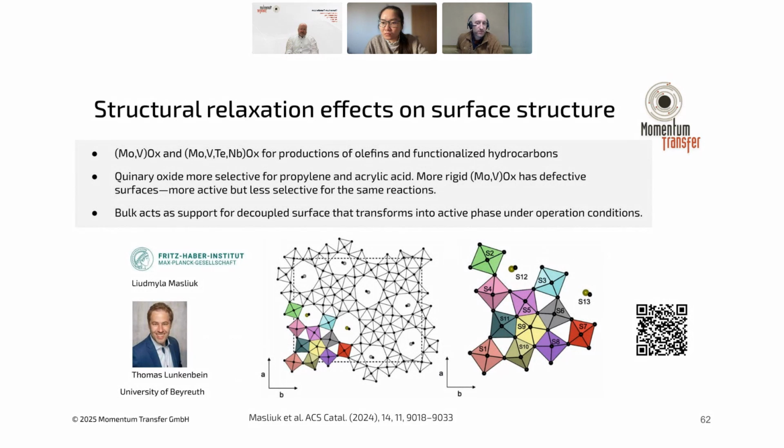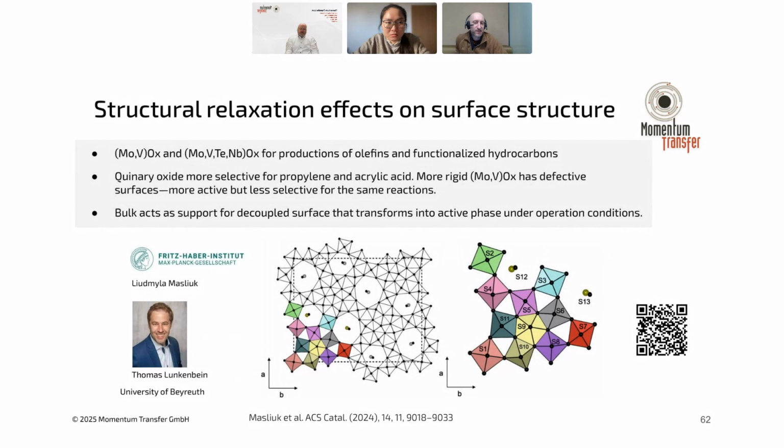It's more active, but it's less selective for the same reactions. So it depends on how you run the catalysis. One material might be better for different applications. But the idea is that basically the bulk structure acts as a support for the surface restructuring, and that comes into play during the operation of these materials.